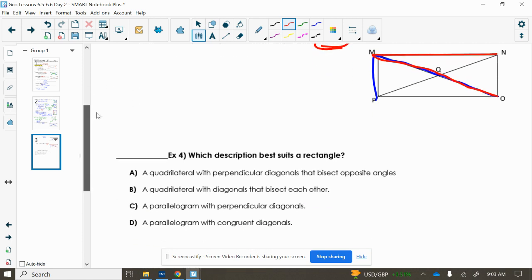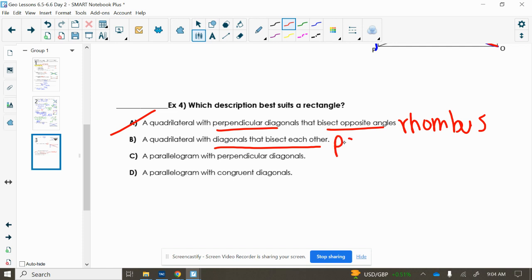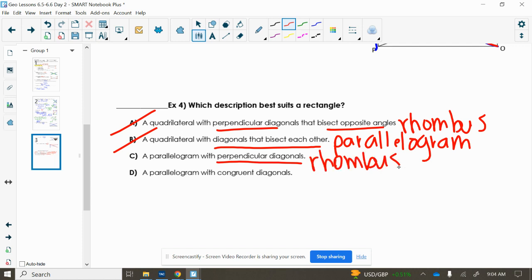So to finish things off today, which description best fits our rectangles? Well, quadrilaterals with perpendicular diagonals that bisect opposite angles, that's actually going to be a rhombus. So that's not going to help us. Quadrilaterals with diagonals that bisect each other, that's a property of just a parallelogram, so not necessarily descriptive enough to tell us any more. Quadrilaterals with perpendicular diagonals, again, that's the property of a rhombus. So last but not least, a quadrilateral with congruent diagonals would be our rectangle.